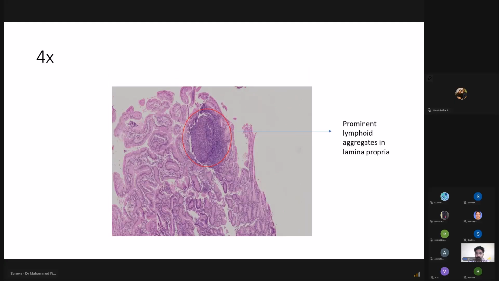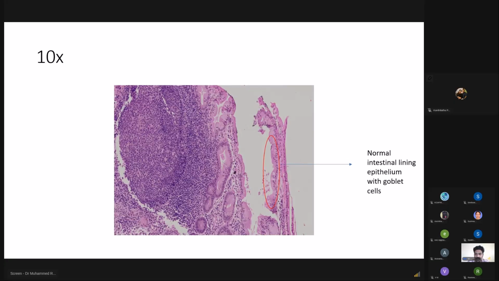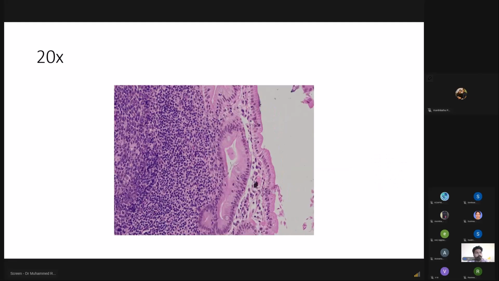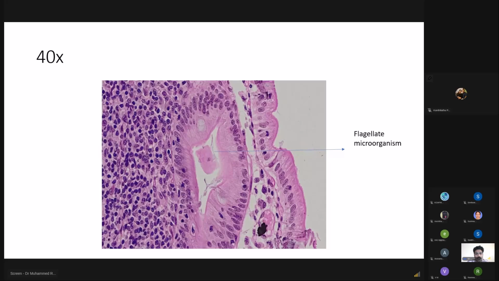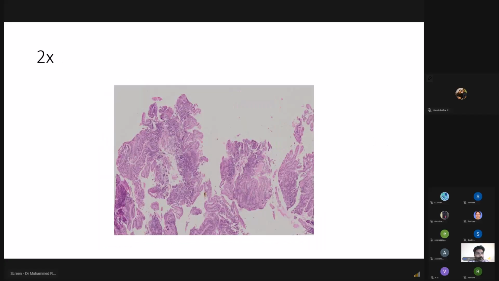Coming to the scan 4x view, we can see prominent lymphoid aggregates within the lamina propria. In 10x view, we can see the normal intestinal lining epithelium with goblet cells nearby that prominent lymphoid aggregate. Continuously magnifying into 20x, we can see the gland. A flagellated microorganism can be seen in the lumen of the gland. That is the first region of interest.